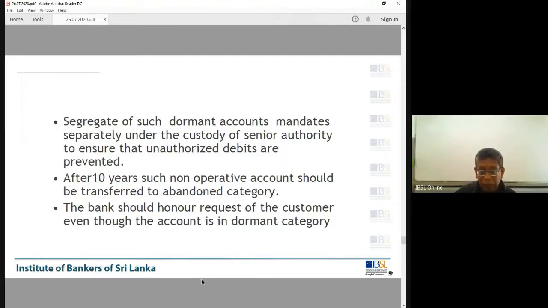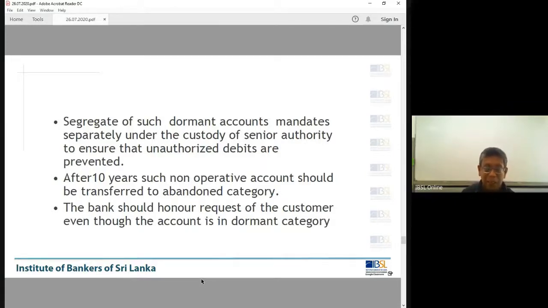Okay? This is done. So suppose you want to activate the dormant account. The customer needs to come to you and give in writing a letter, please convert my account into operative, and you get the senior person's approval, then only will it be activated. So if you keep your account dormant for more than 10 years, I told you this account becomes an abandoned category.